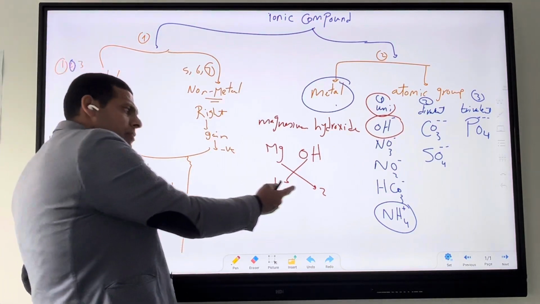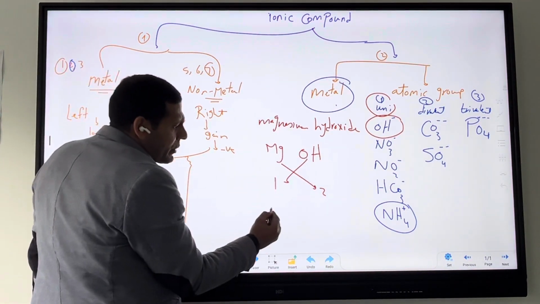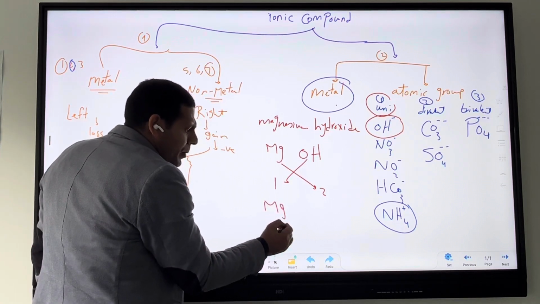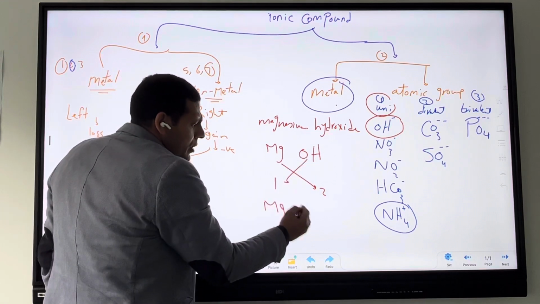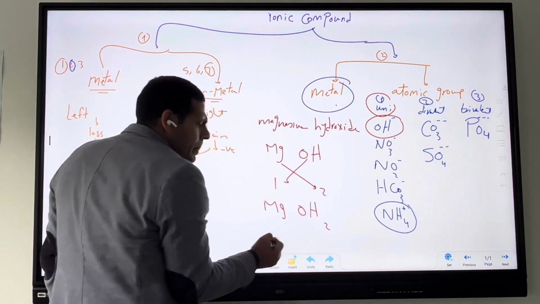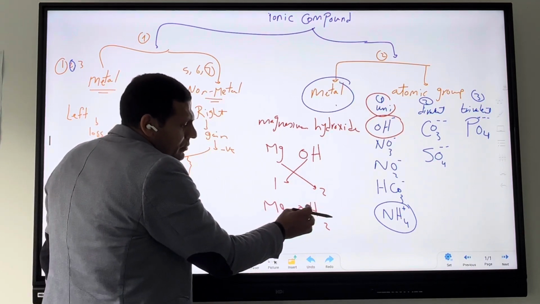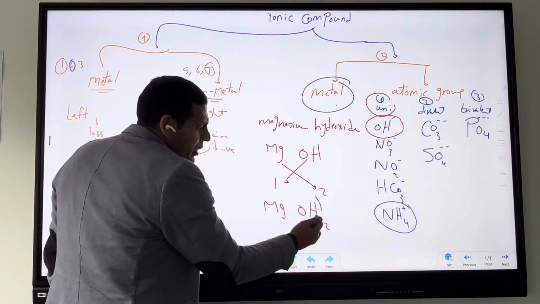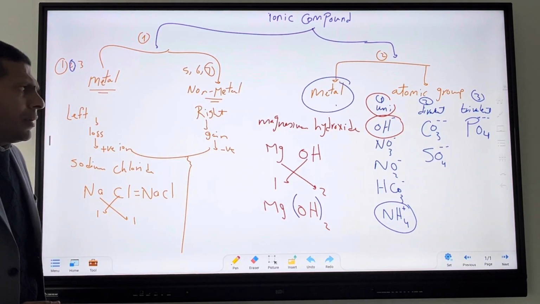And now the numbers here, 1 and 2, are already simplified, so you can write it down as Mg1. But if you have a valency of 1, you don't have to write it down. And OH here is 2, but because we have 2 atoms here, you must put the atomic group between brackets. So it will be Mg(OH)2.